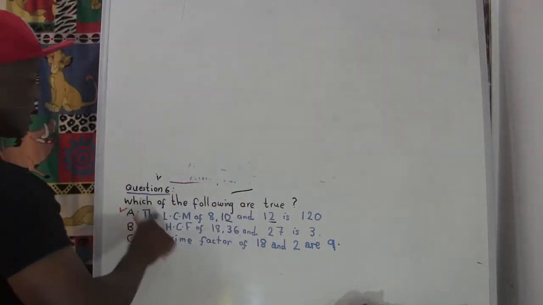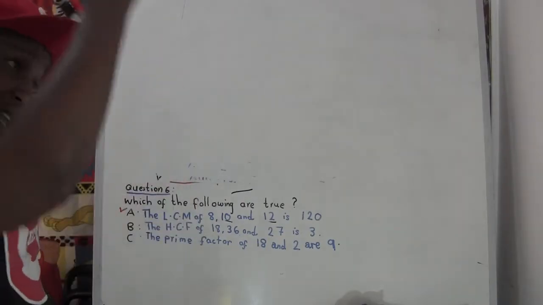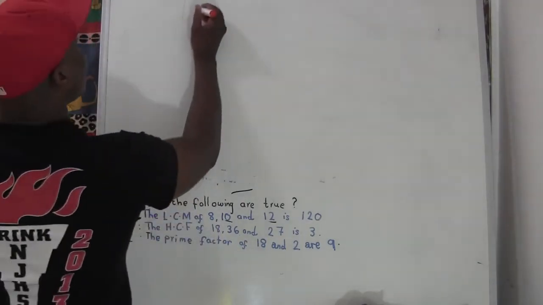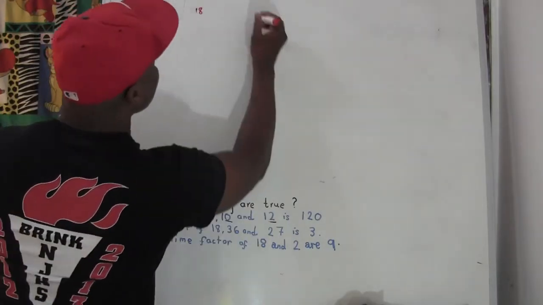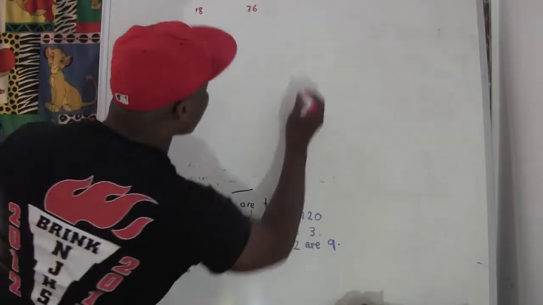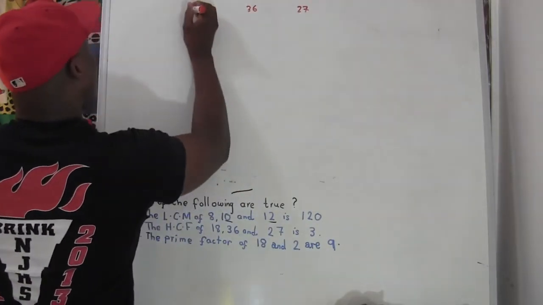Now we're going to take a number and do the same thing. Get your prime numbers. Take 18, the second one is 36, and the third one is 27. Let me go a little faster. Okay, so now we go.